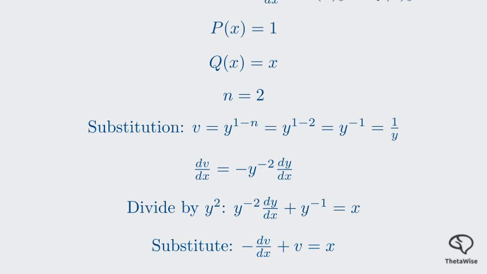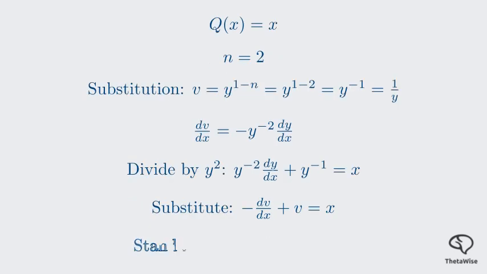This is a linear ODE. Let's put it in standard form by multiplying by negative 1. We get dv/dx minus v equals negative x. Now we solve this linear equation. P of x is negative 1, so the integrating factor is e to the power of the integral of negative 1 dx, which is e to the negative x.